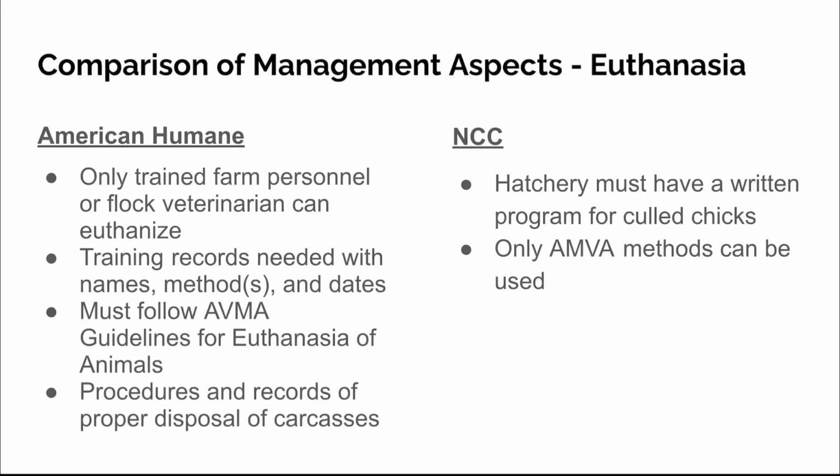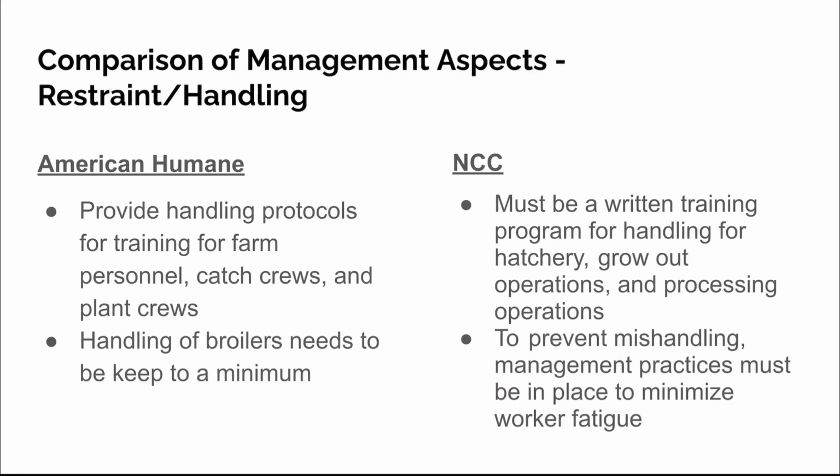For the National Chicken Council, what they had in their audit tool was that the hatchery must have a written program for cold chicks, and they also want to see only AVMA methods to be used for euthanizing the birds.